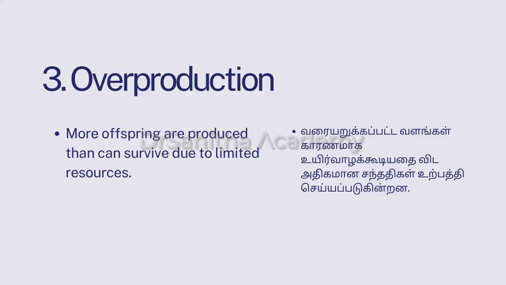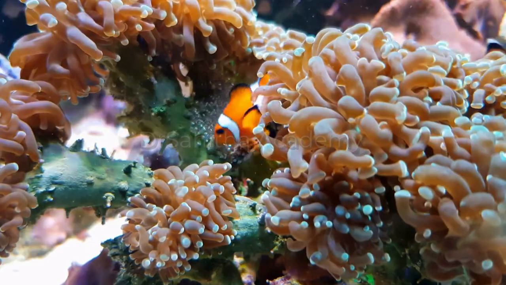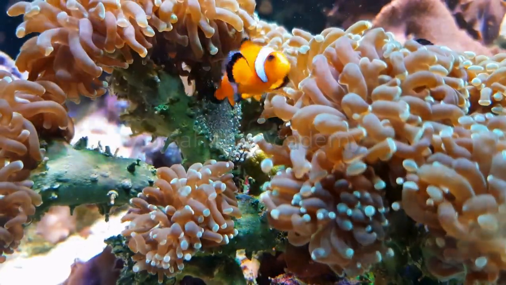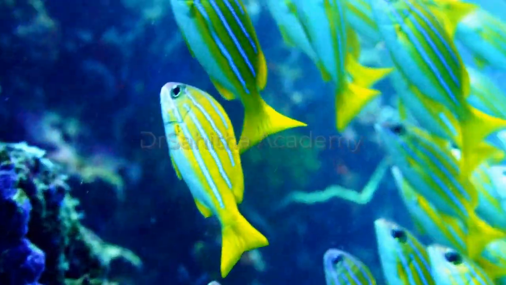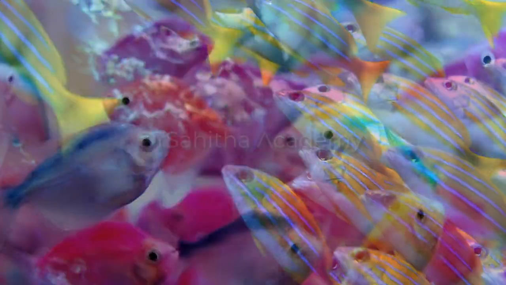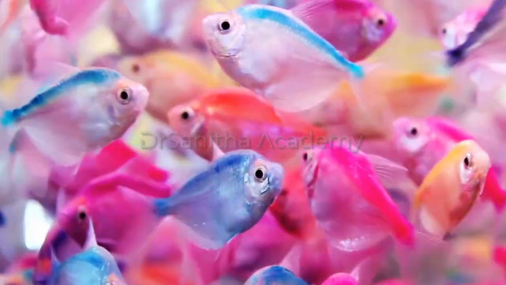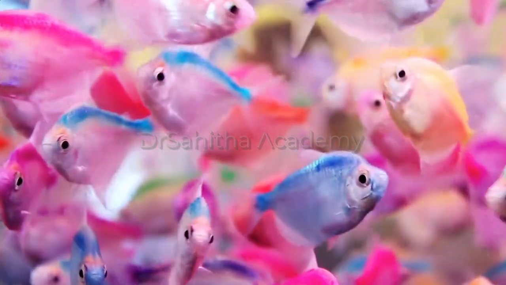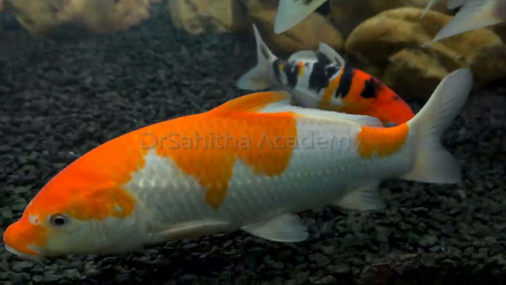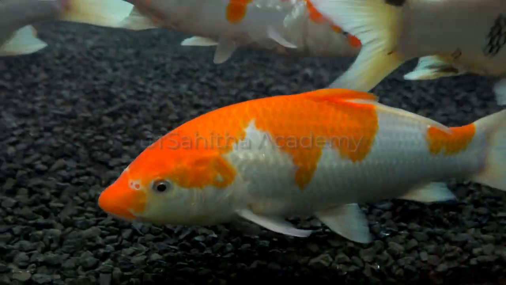Next is overproduction. Overproduction is the idea that most species produce more offspring than can possibly survive. Think about how many eggs a fish lays. If all those eggs hatched and survived, we would have an overwhelming number of fish, isn't it? This overproduction leads to competition for resources like food, water, and shelter.